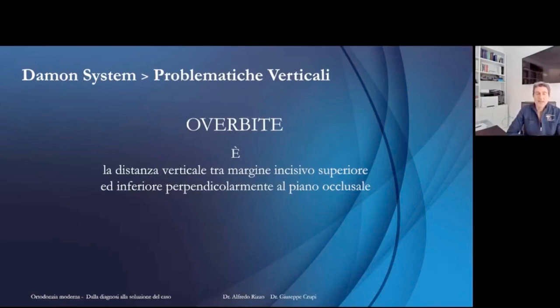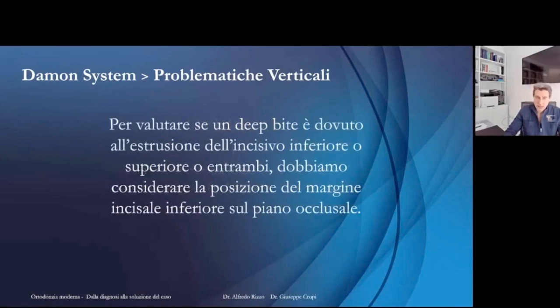What is overbite? As we know, it is the vertical distance between the upper and lower incisor ridges perpendicular to the occlusal plane. This distance is called the overbite. It is important to assess why deep bite has been formed. Was it due to the extrusion of the lower or upper incisors, or both?